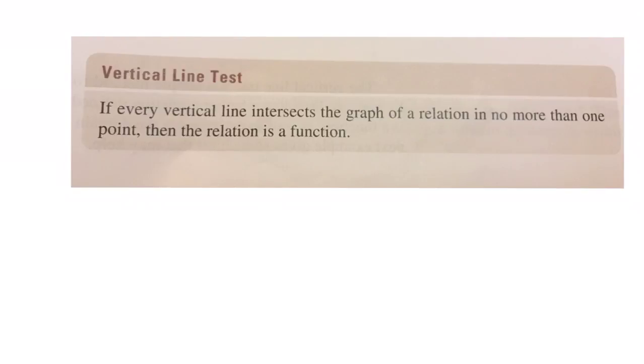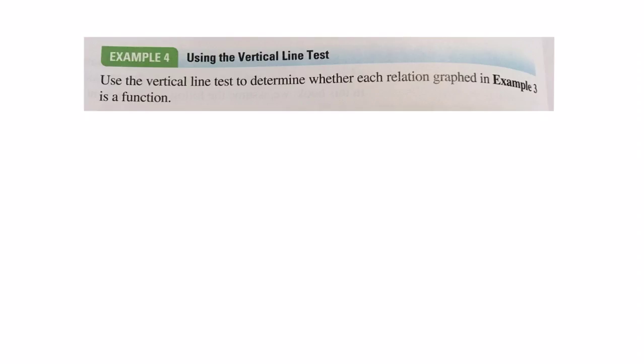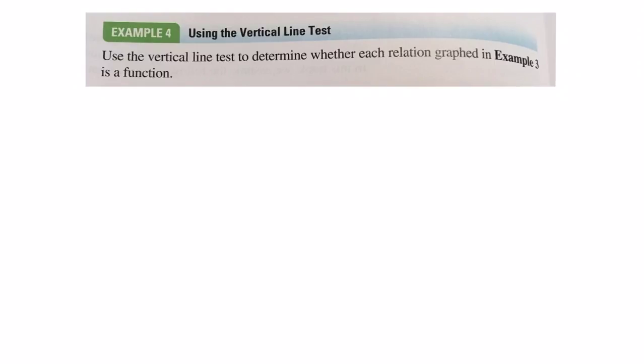Now, the way you can tell if a relation is a function based on the graph is by what we call the vertical line test. Basically, if you draw a vertical line through a graph and it only intersects one time, no matter where you draw the vertical line, then it is a function. But if you can draw a vertical line through the graph and it intersects more than once at any point, or in any location on the graph, then it's not a function. And for this example, it says use the vertical line test to determine whether each relation graphed in example 3 is a function. And in case you've forgotten or didn't write it down, here are the graphs from example 3.